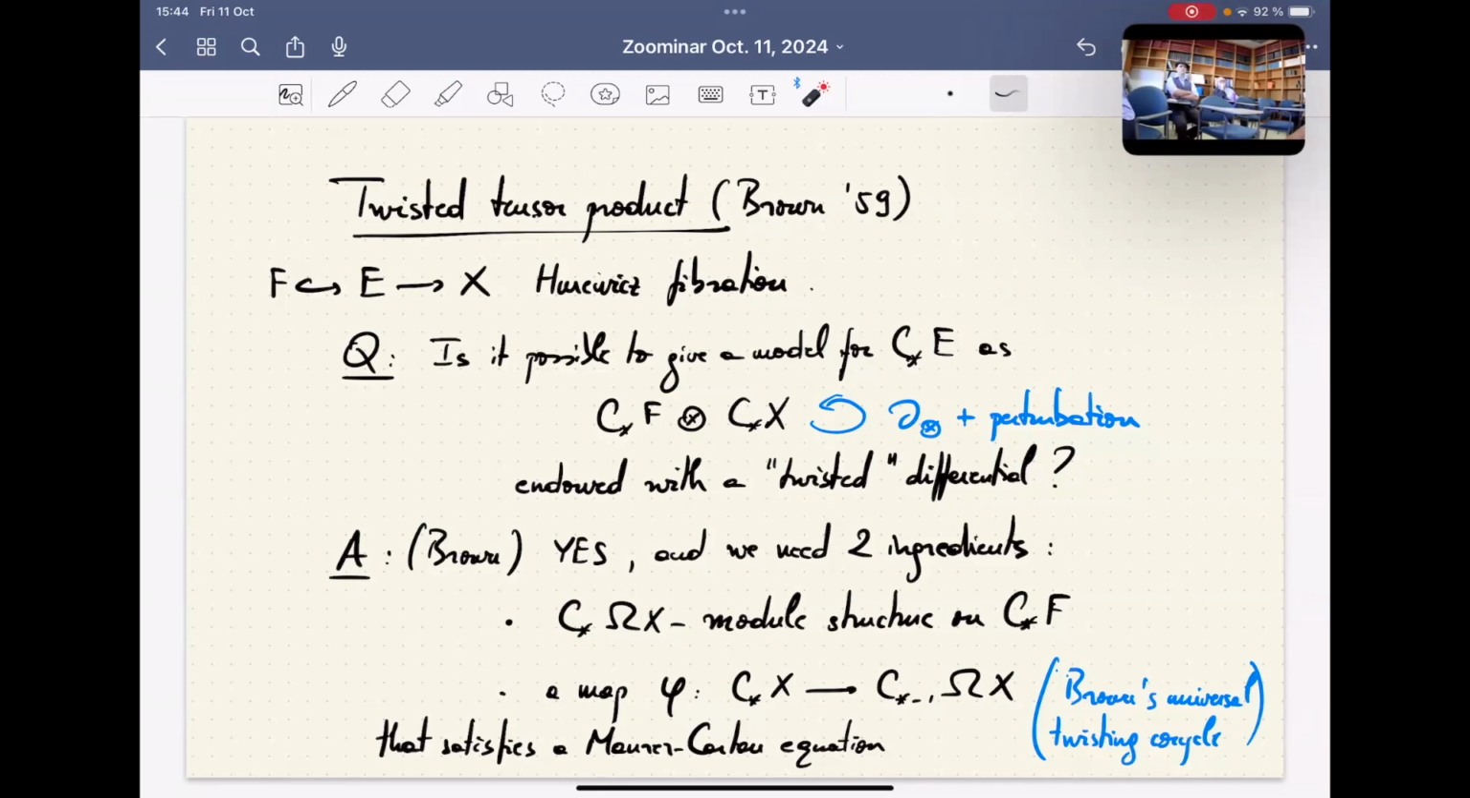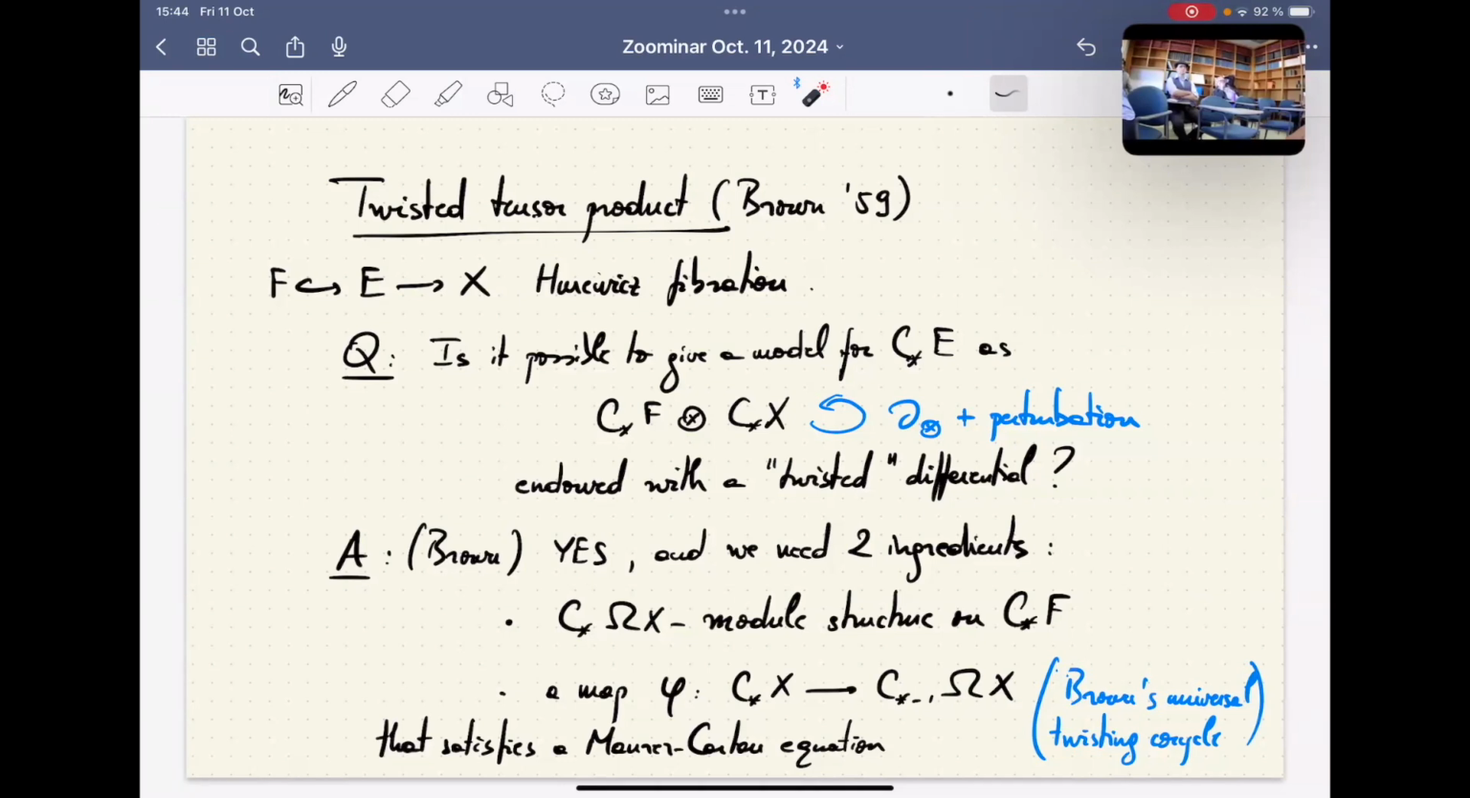And the answer that is given by Brown is yes. In order to give such a model, to describe this perturbation of the differential, we need two ingredients. The first one is the one that I explained, namely a module structure on the chains on the fiber. And the second ingredient is what is now known as Brown's universal twisting cocycle.